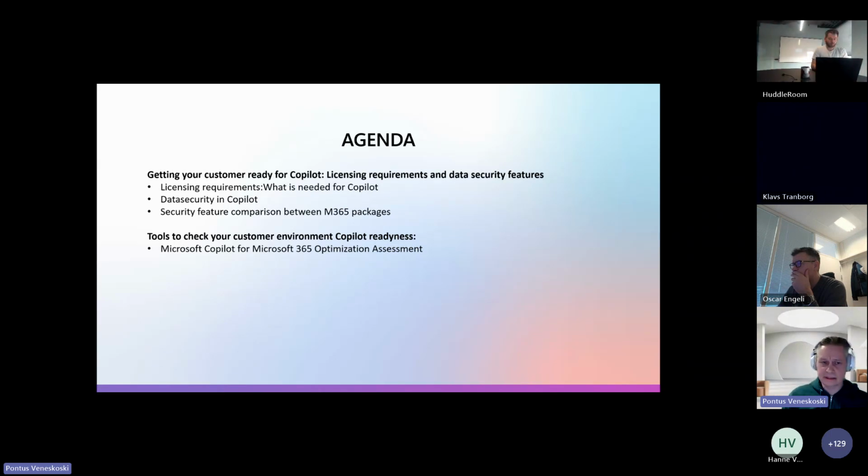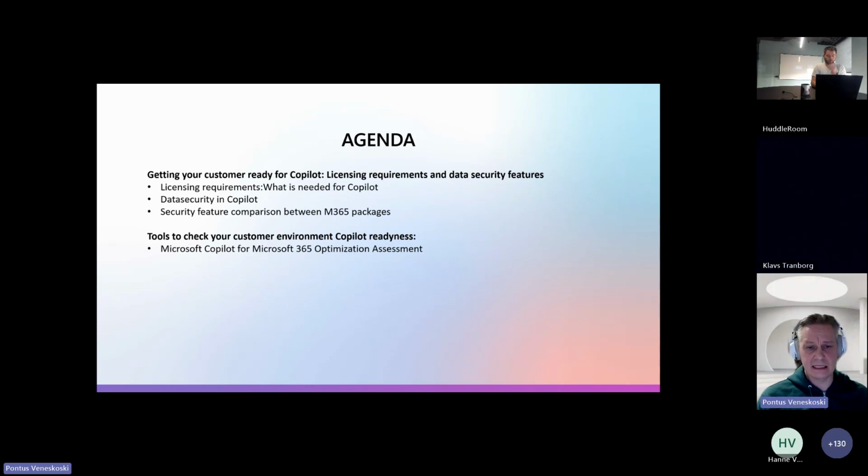So first, we're going to look at the licensing requirements and the data security aspects, and also comparing a little bit the Microsoft 365 packages from security point of view. So to understand what are the differences and what you can and what you cannot do if you have a certain package. Then I'm going to show you this Microsoft Copilot for Microsoft 365 optimization assessment. So it's something you can order for your customers.